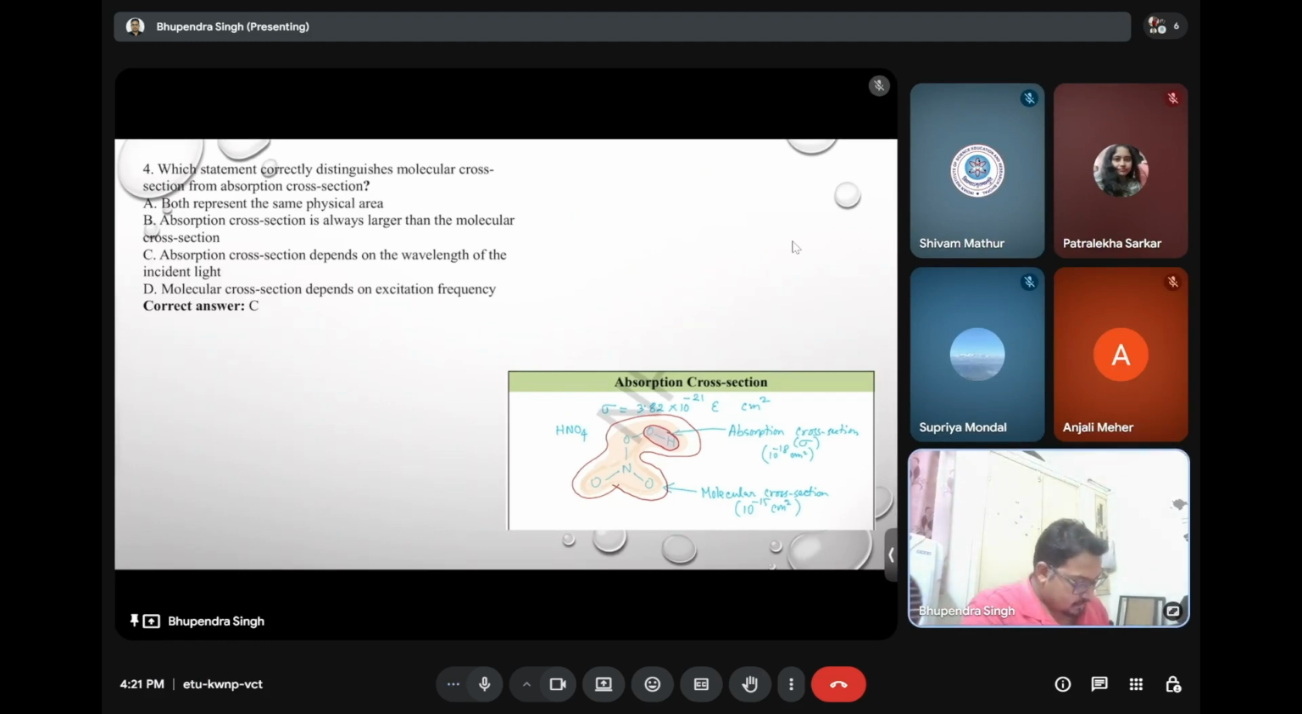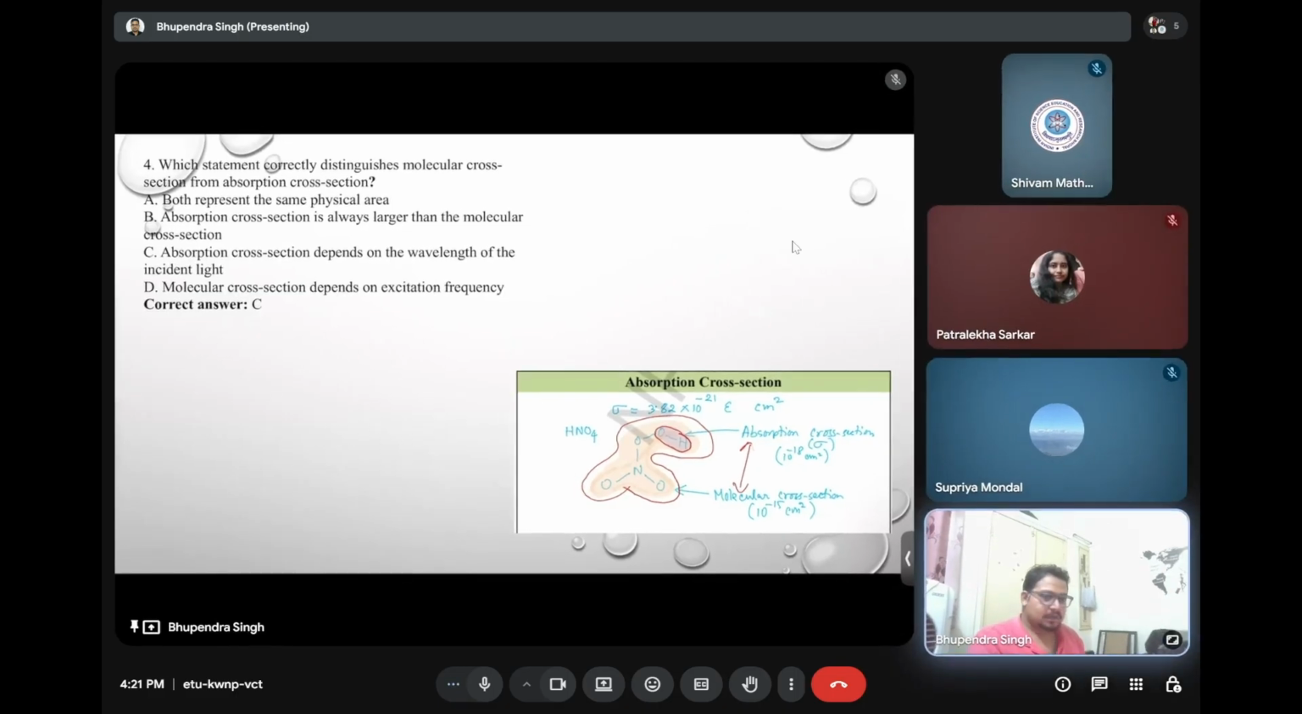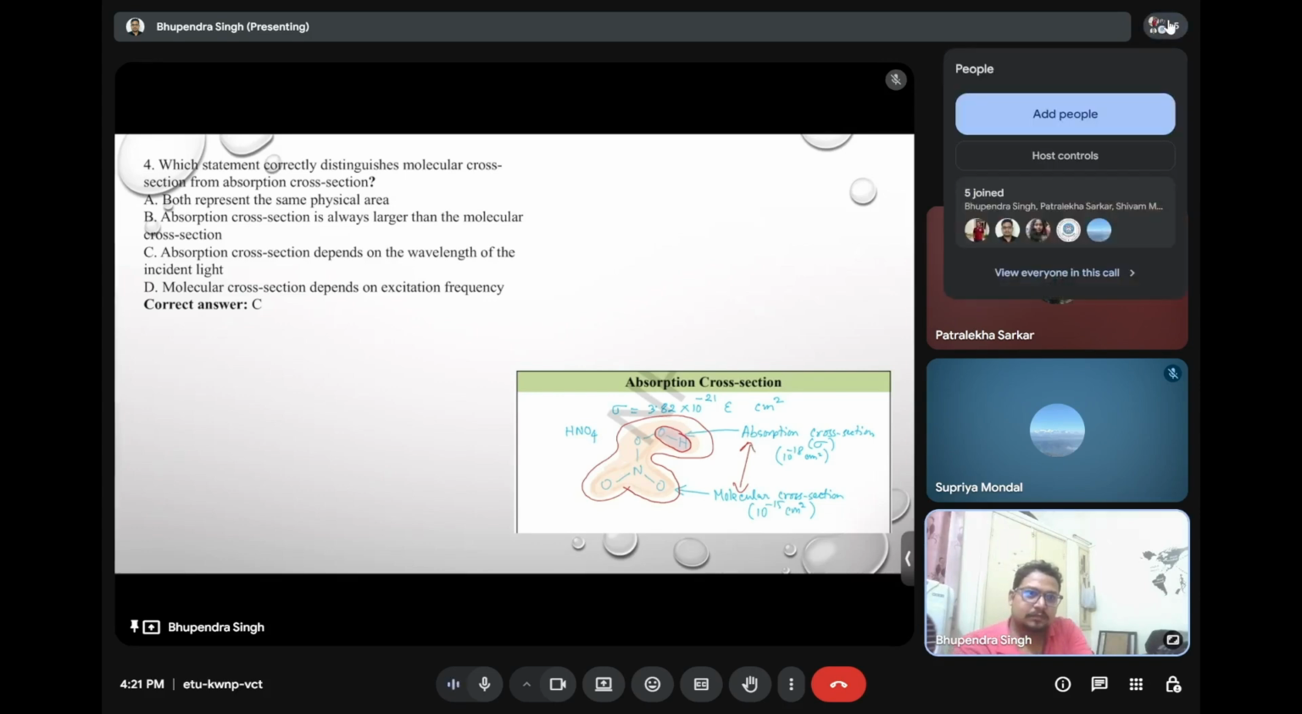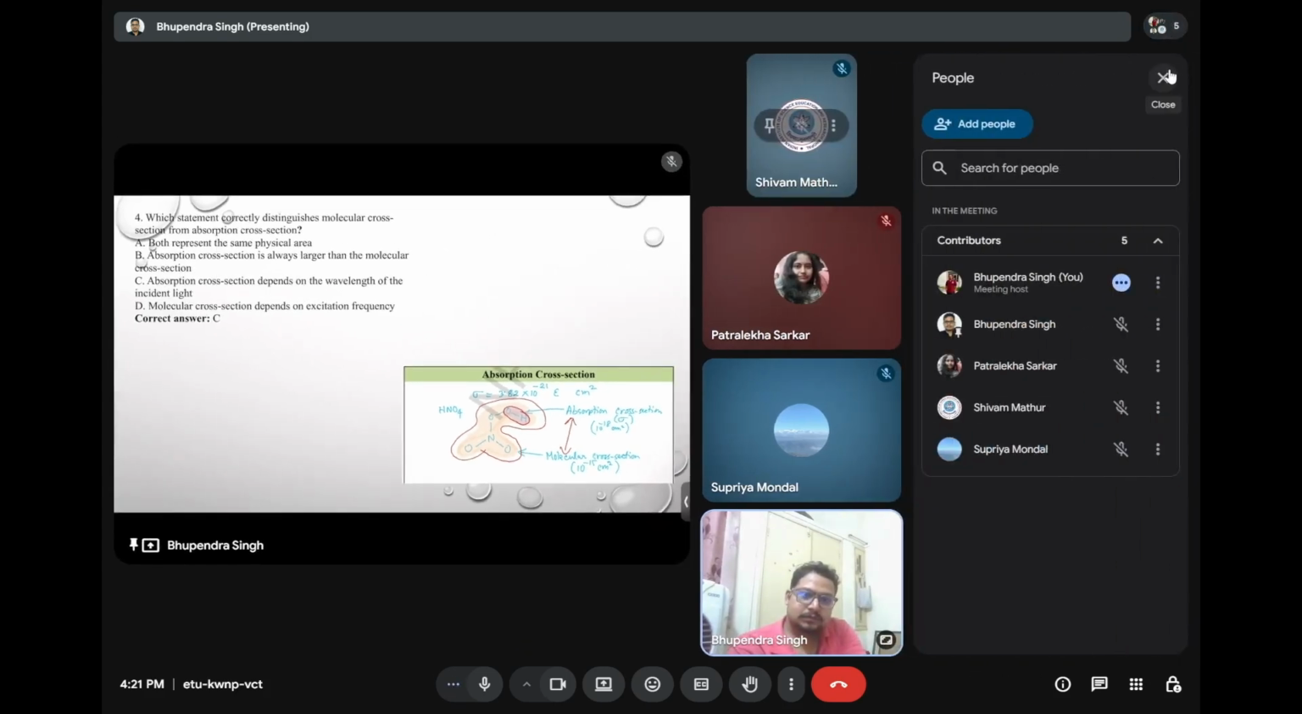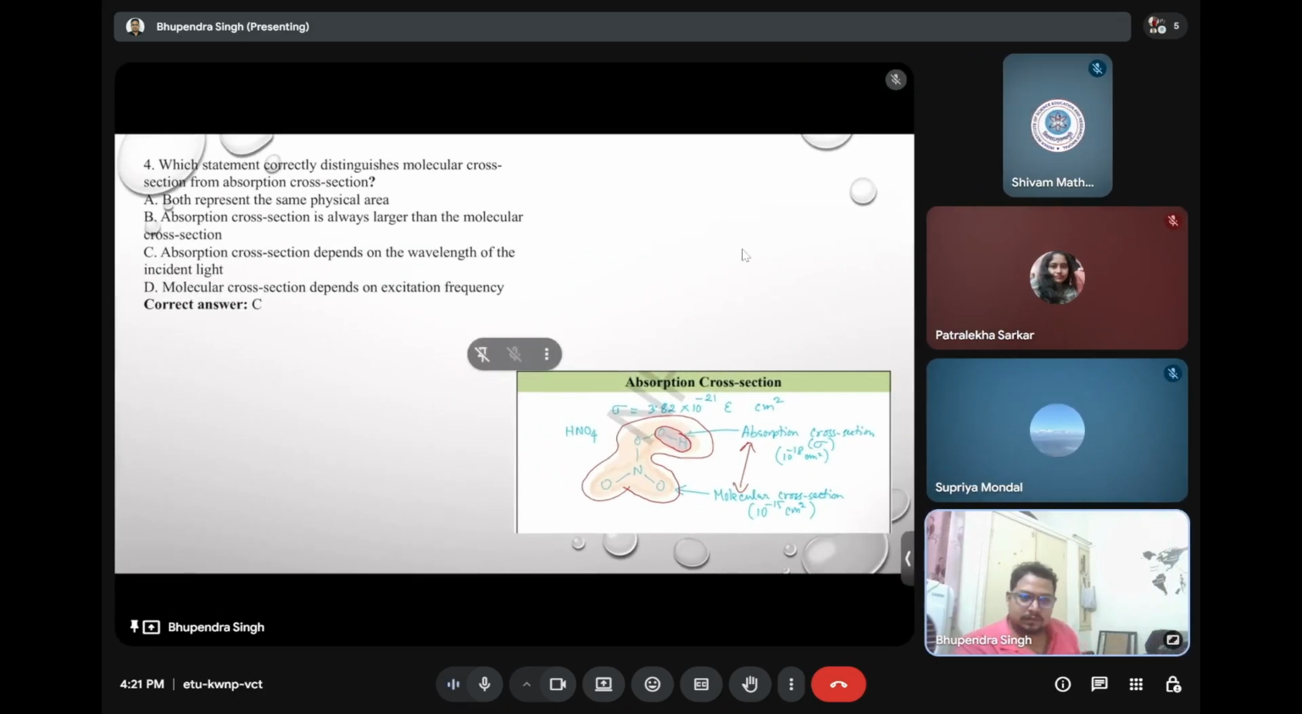Okay. So, what was the question? Which statement correctly distinguishes molecular cross section from absorption cross section? Out of these options, the answer is written there, but any one of you can explain it to me. Okay, Anjali again left, anyway, no problem. What did you understand, Supriyo? Tell me.